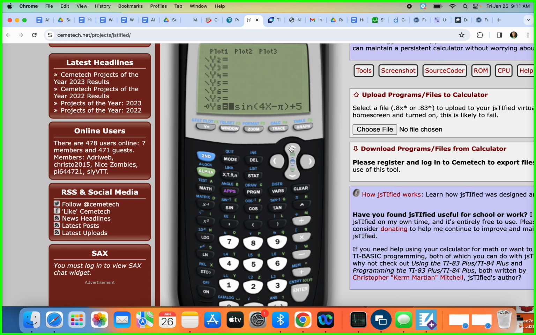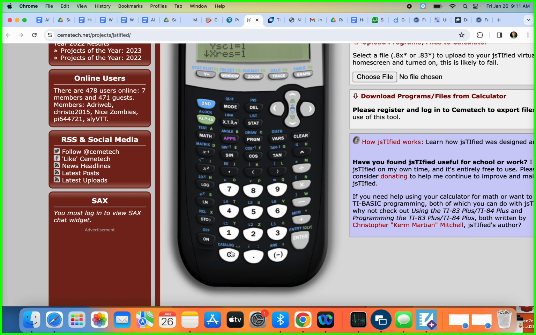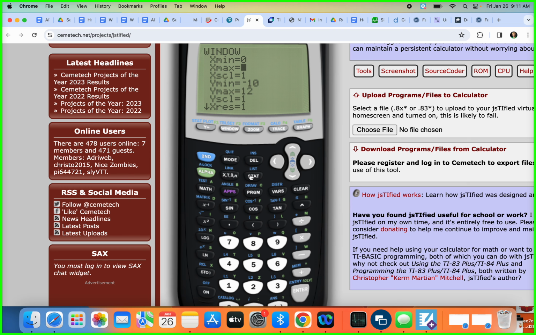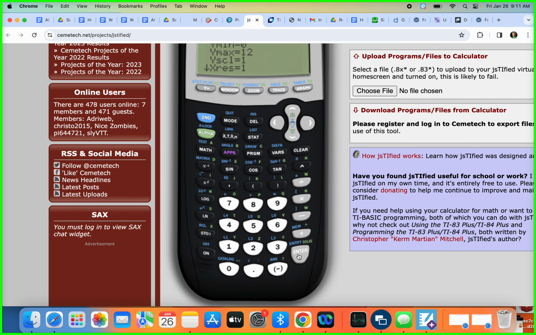Okay, so say I want to check that. What did I do on my screen? I went out from 0 to 6 pi over 8. So let's do that. 0 to 6 pi over 8. And what did I count by? Pi over 8s? And it went from 1 to 9. So I'm just going to go from 0 to 10.